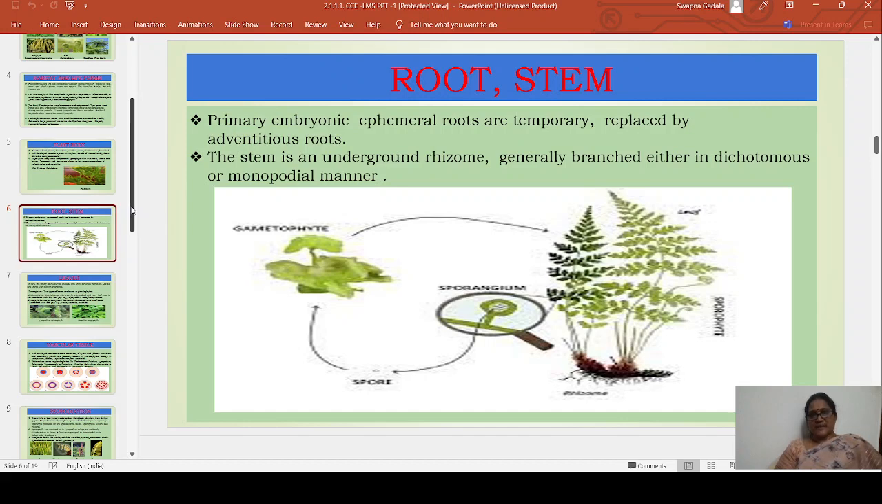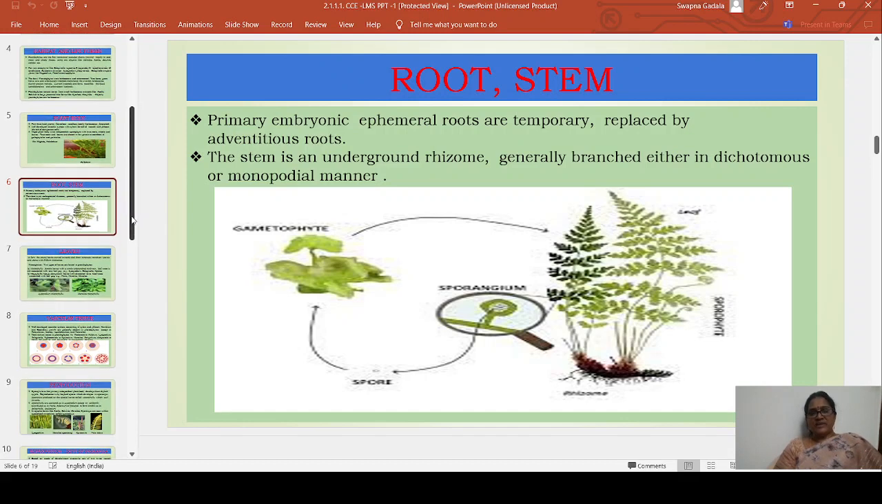And coming to the stem, it is an underground rhizome. Rhizome, which we all know, is a modification of the stem. The growth will be transverse and the stem will be divided into nodes and internodes, which we all know. And this stem will be generally branched, and that branching will be either in a dichotomous manner or in a monopodial manner. So in this way, the root and stem will be seen in the pteridophytes, and which you can see here in this slide also.